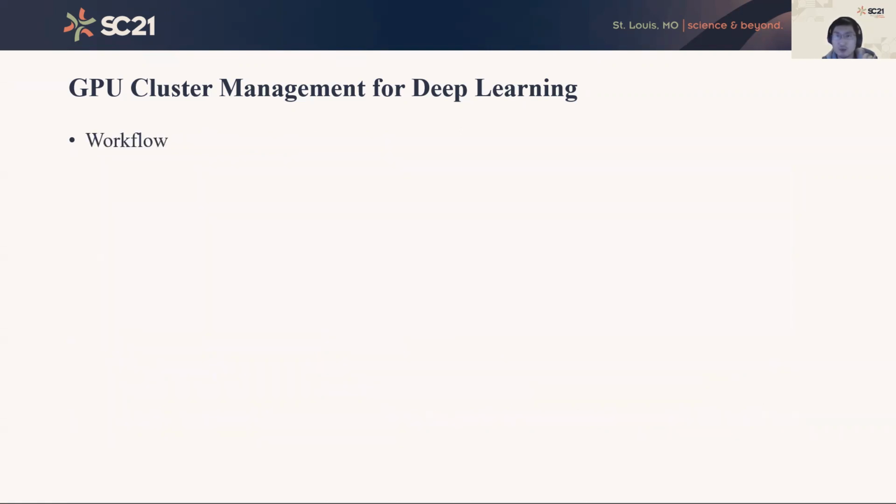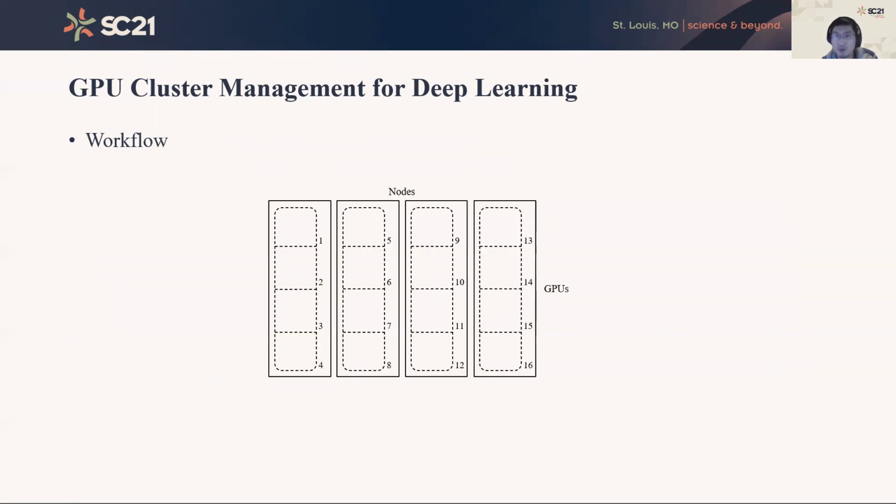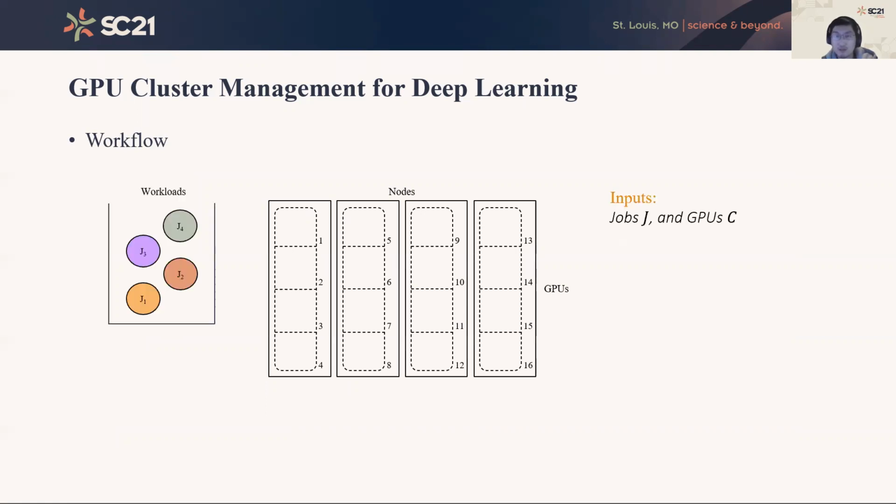Let's start with how a GPU cluster works with deep learning jobs. Suppose we have a GPU cluster where each machine may have multiple GPU devices. As deep learning jobs do not have high CPU or memory usage, we just need to focus on the GPU resources. Then users continuously submit their jobs to the cluster in an online fashion, and each job requests at least one GPU to start.